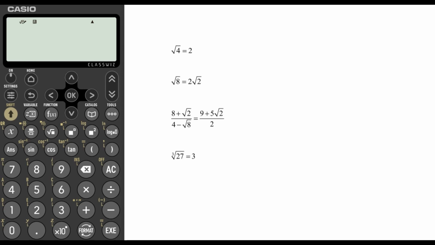Now, for another example, suppose we want to work out the fourth root of 625. Press Shift and the square root button. We have the fourth root of 625. Press execute. We end up with 5.